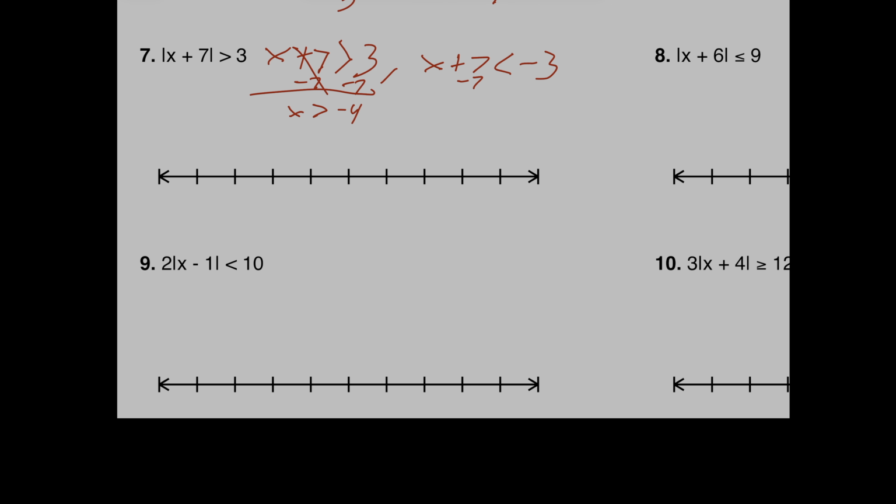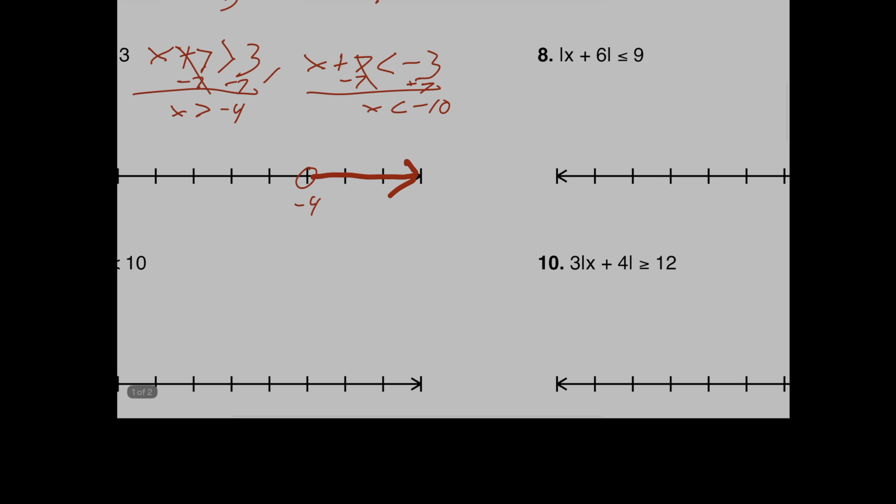Next one, minus 7. X is less than, add a line, change the sign, negative 10. So I'm going to call this negative 10, and we are going to make that a hole, and x is less than, so that's going to go that way. And then on this one, x is greater than negative 4, so 10, 9, 8, 7, 6, 5. There's going to be a negative 4. And x is greater. And like we said, when you get to greater, it's going to be an outie. Okay, so that's going to be an outie.